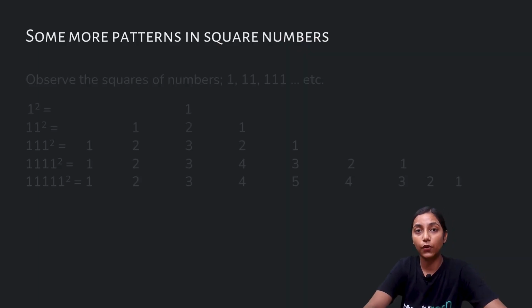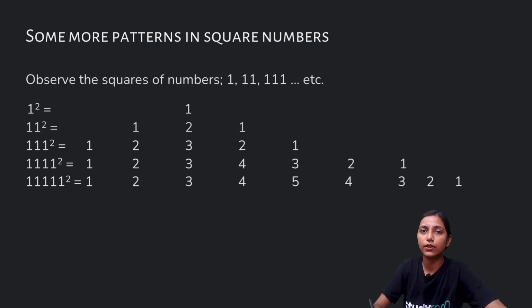Some more patterns in square numbers. There are some more very interesting patterns in square numbers. You can observe these squares of numbers 1, then 11, then 111, adding one more 1 each time and taking the squares, in this form. This is just an interesting way, some more pattern in square numbers.